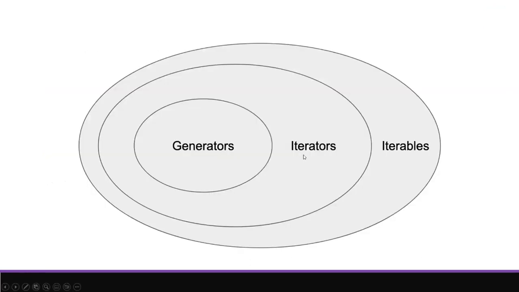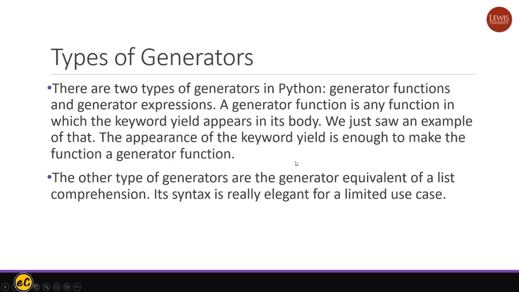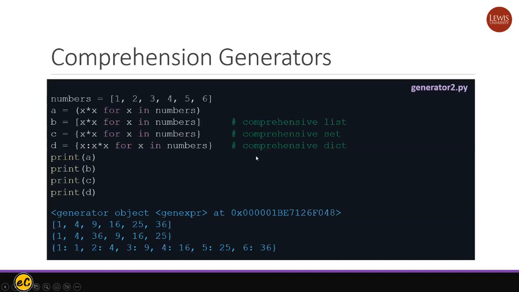So a generator is one kind of iterator. An iterator is implemented for iterables. Here I just show you these newer things for traversal. Here we have generators and comprehension generators. These are more popular.